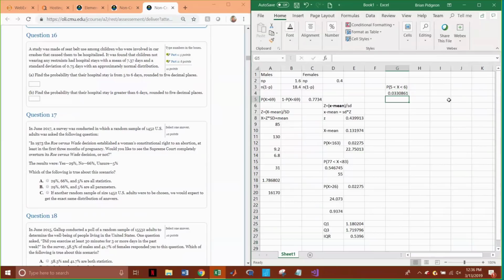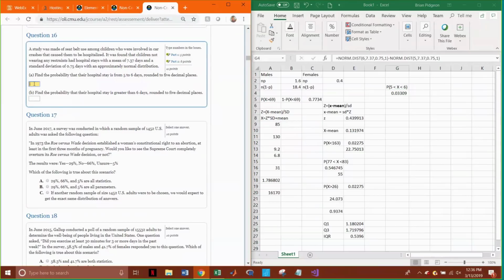So, enter. And we get, rounded to 5 decimal places, the probability that a child will be there between 5 and 6 days is 0.03309. Find the probability that their hospital stay is greater than 6 days.